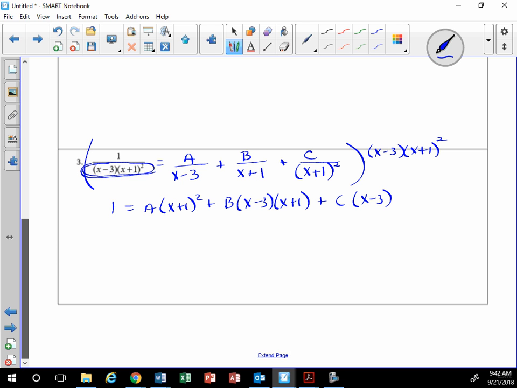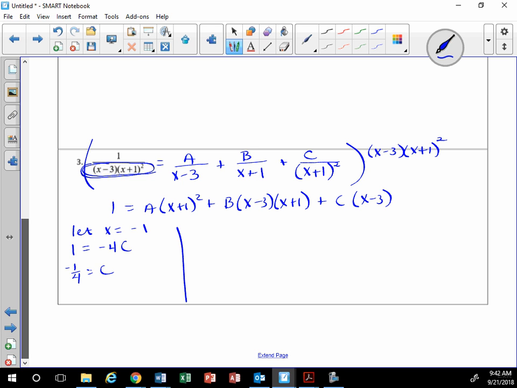Okay. All right. So again, we're going to let x equal some things. What should we let x equal to begin with? -1, yes. So I'm going to get 1 equals. Will any part of that a term be there? No. What about the b term? No. C? Yeah. What's that going to be? -4c, right? So -1/4 is my c. Okay with that?